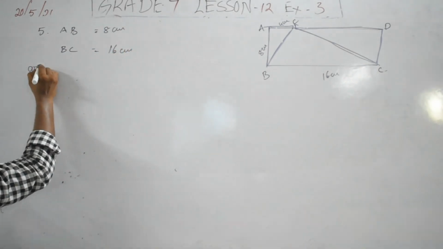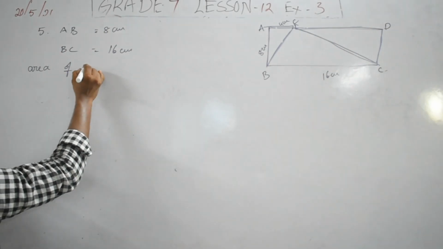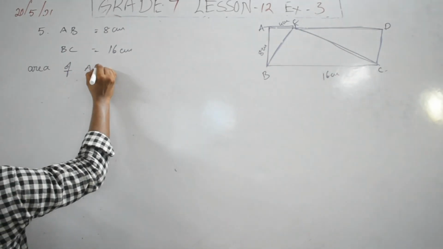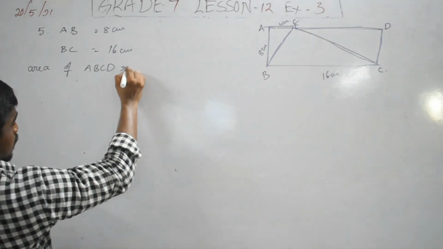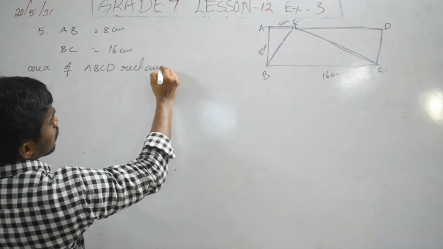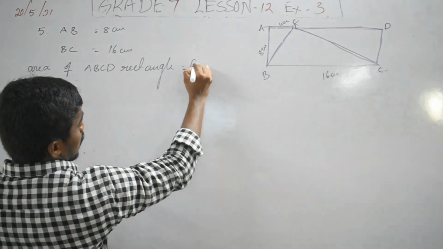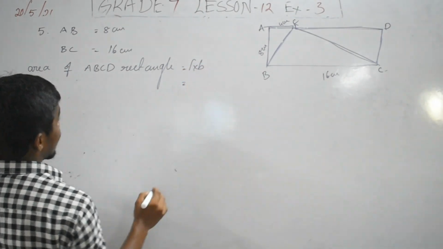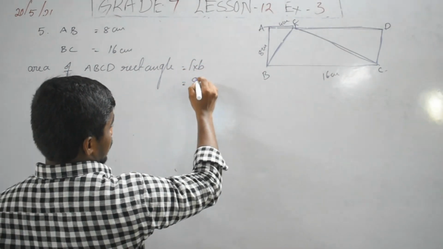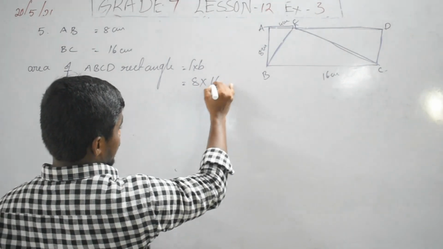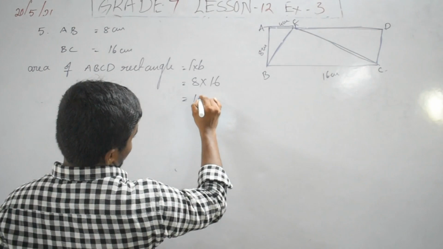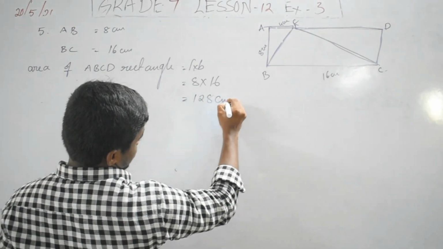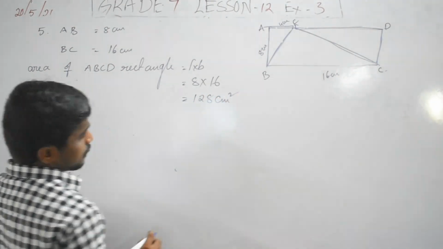Now area of ABCD rectangle, L into B. L how much? 16, B 8. 16 8 jar 128 centimeters square.